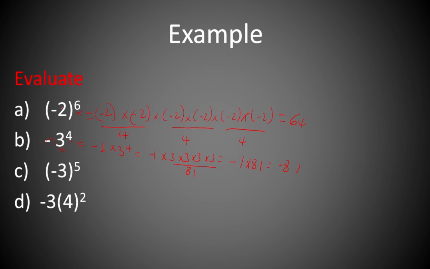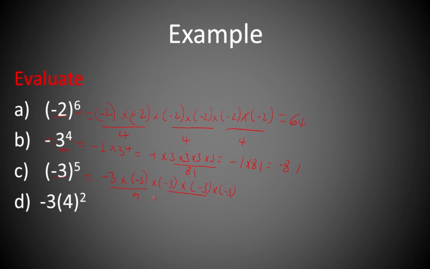Look at the difference between the first one, A, and the second one, B. For the first one, the base is negative 2, but for the second one, the base is only 3. You have to take care of this. For C, our base is a negative number and the exponent is odd, so the final answer must be a negative number, because when we pair all the numbers, we are left with a single number: negative 3 times negative 3 times negative 3 times negative 3 times negative 3. When we pair them, we are finally left with 1. This can be written as what?